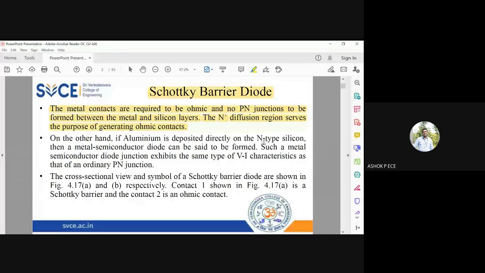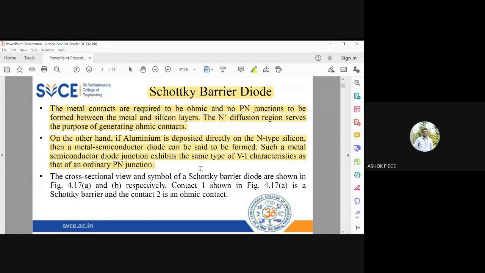Okay, so I am going to use aluminum as the metal. I am going to deposit aluminum directly on silicon, so a metal semiconductor junction is very easily formed. If you fabricate a diode using this concept, having a metal semiconductor junction, the characteristics of the VI graph will be exactly the same as that of a PN junction, with slight modification.